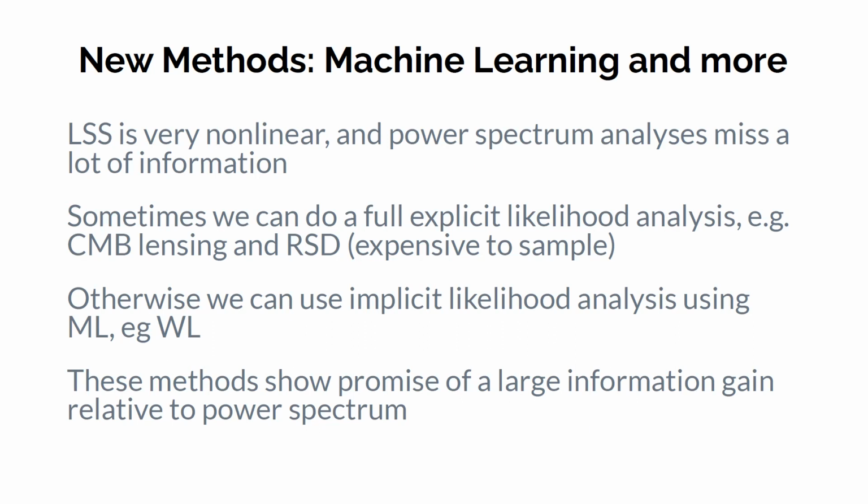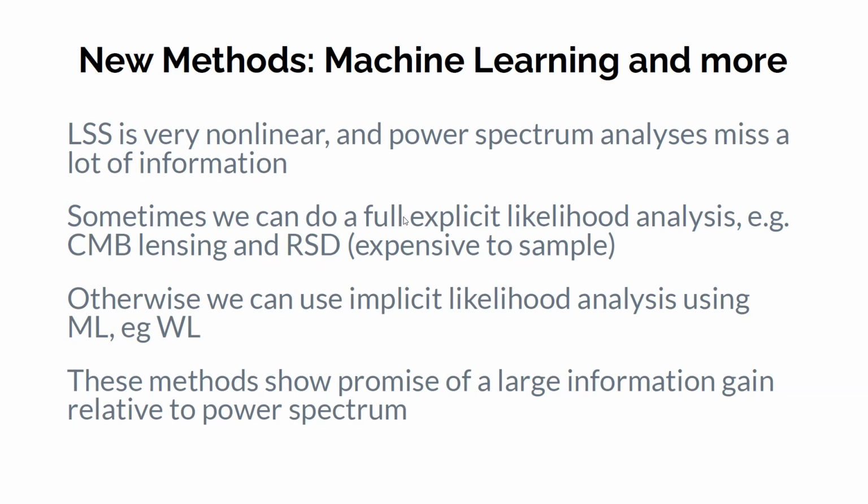However, what some of these recent machine learning methods have been emphasizing is that we can actually extract all the information there is using a so-called implicit likelihood, which I'll say more about in the next few slides. And these methods have a promise to have a huge information gain.